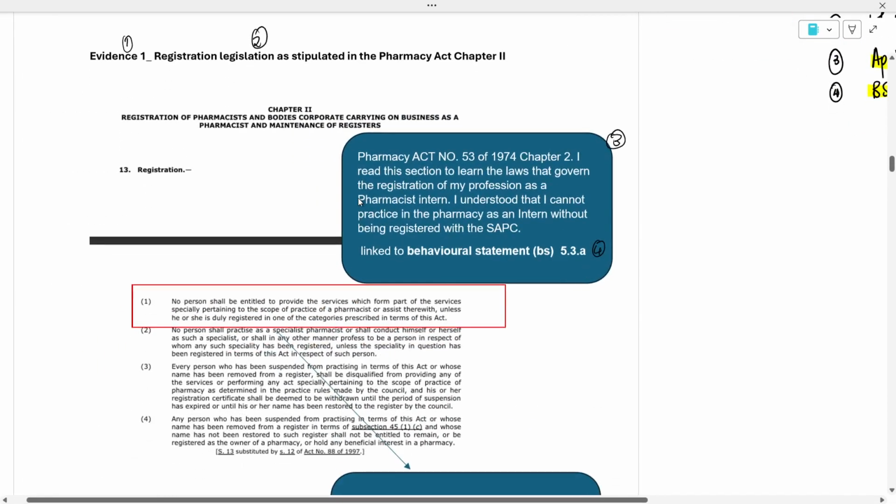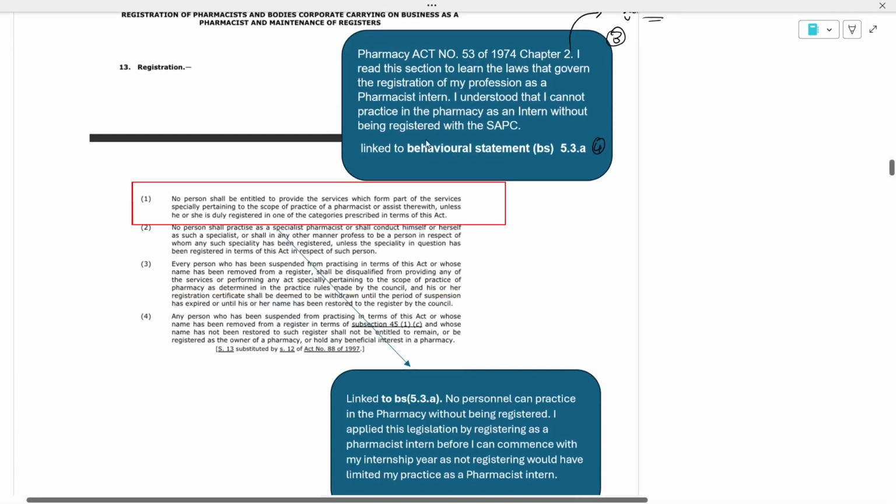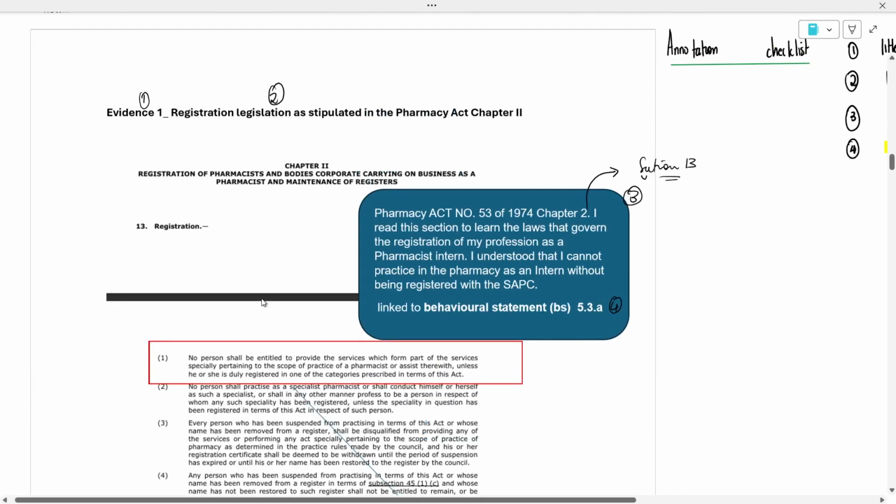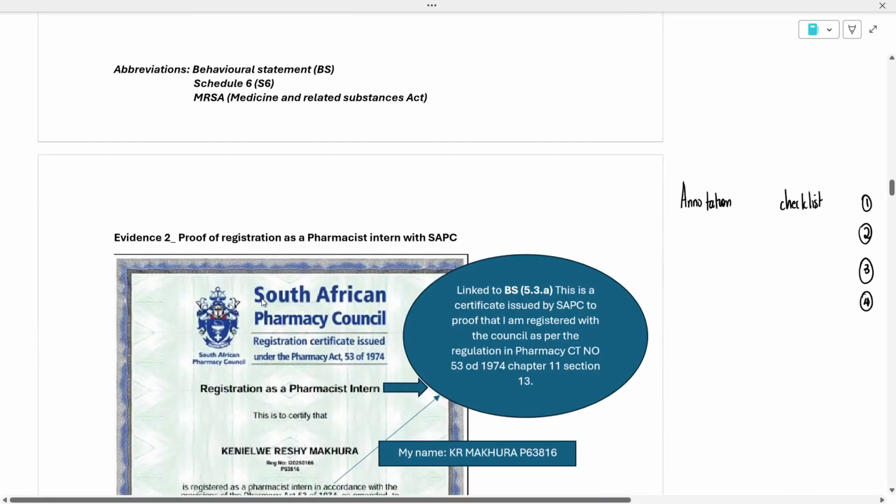Now let's check the quality of your annotation. Pharmacy Act number 53, Chapter 2. This is Chapter 2, but a specific regulation. I mean, it's section 18 in the actual act. And government registration, I understood that I can't practice pharmacy as an intern without being registered. You're stating what this says, but how did you apply it? I applied this legislation by registering as an intern before I can commence. Excellent work. This is good work. This one, good. Yeah, 100%.